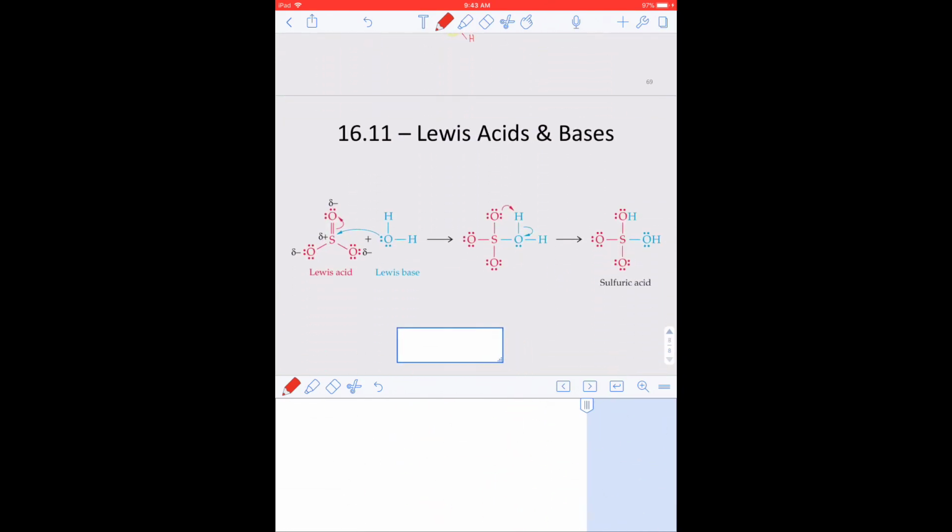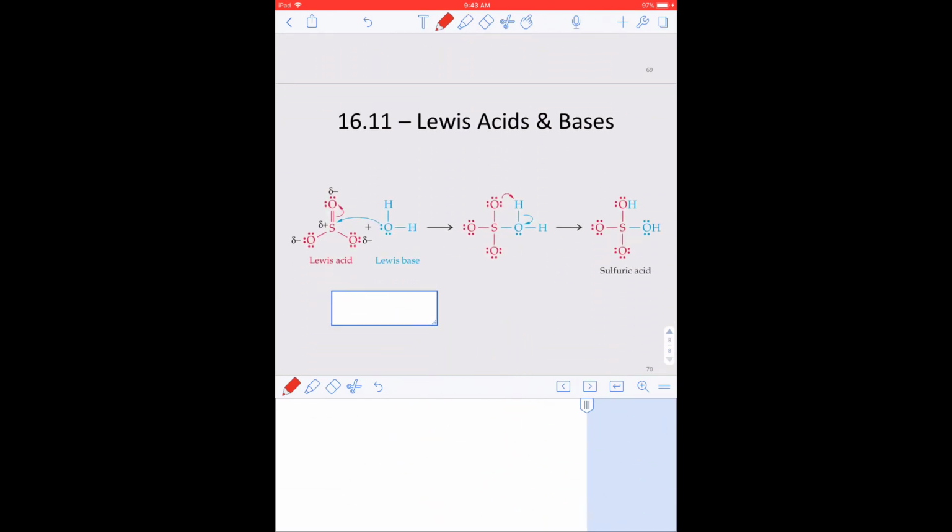All right, so let's look at another example. Here we have a Lewis acid and a Lewis base. This is SO3 and water. And SO3 is a gas, and sometimes we call it just SOx for generic, saying there's some number of oxygens there where x is a variable. But in this case, we're looking at specifically sulfur trioxide.